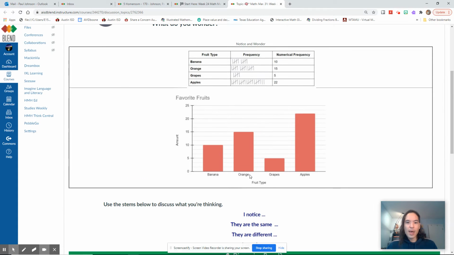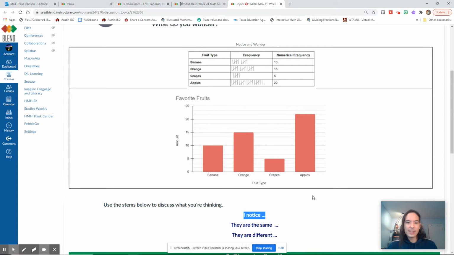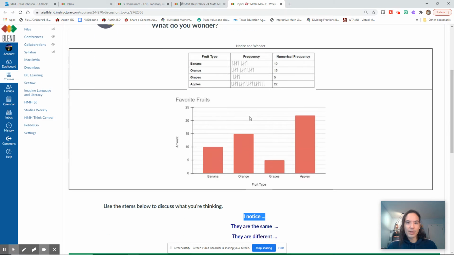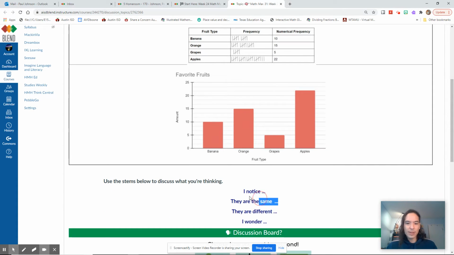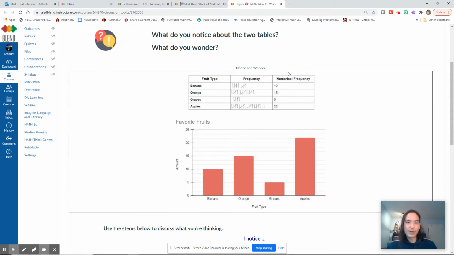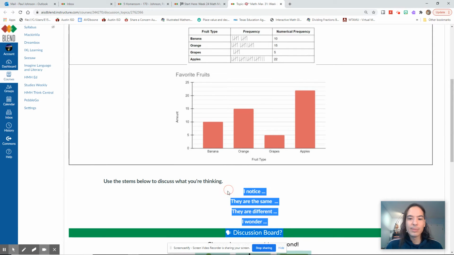All right, so I notice that the same information is presented on both the frequency table and the bar graph, or that's actually more like they are the same. So let's say I notice we have two different ways of representing categorical data. If you use the phrase categorical data in your stems, you are doing an awesome job. So if I find the phrase categorical data, frequency table, and bar graph in your stems, that's stellar work.